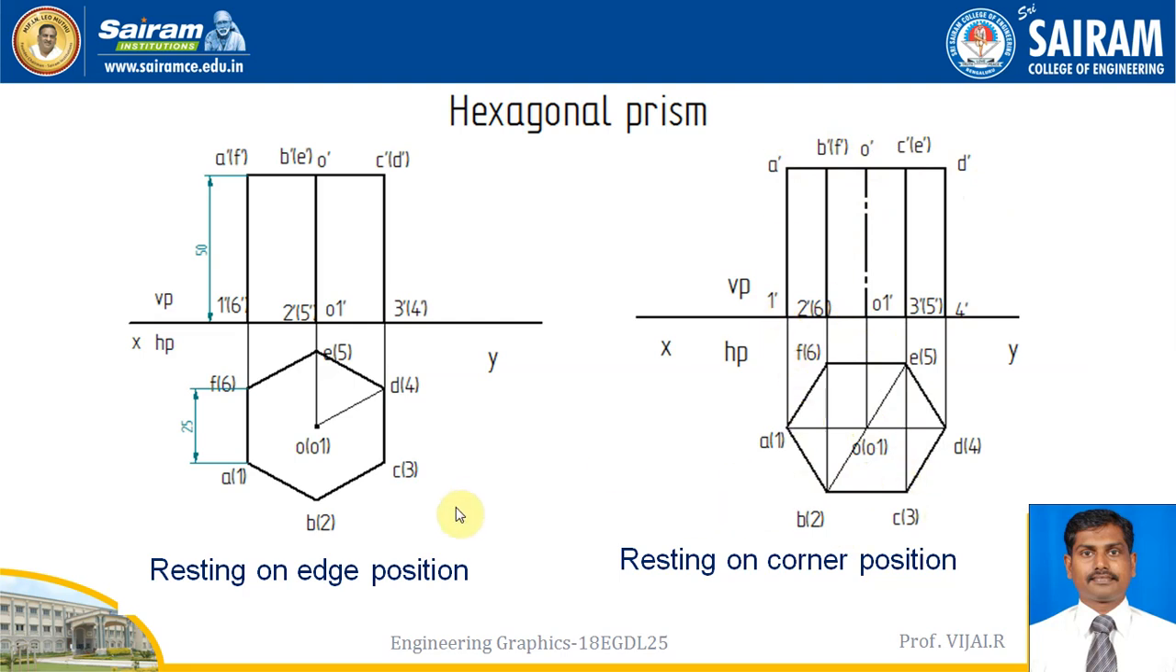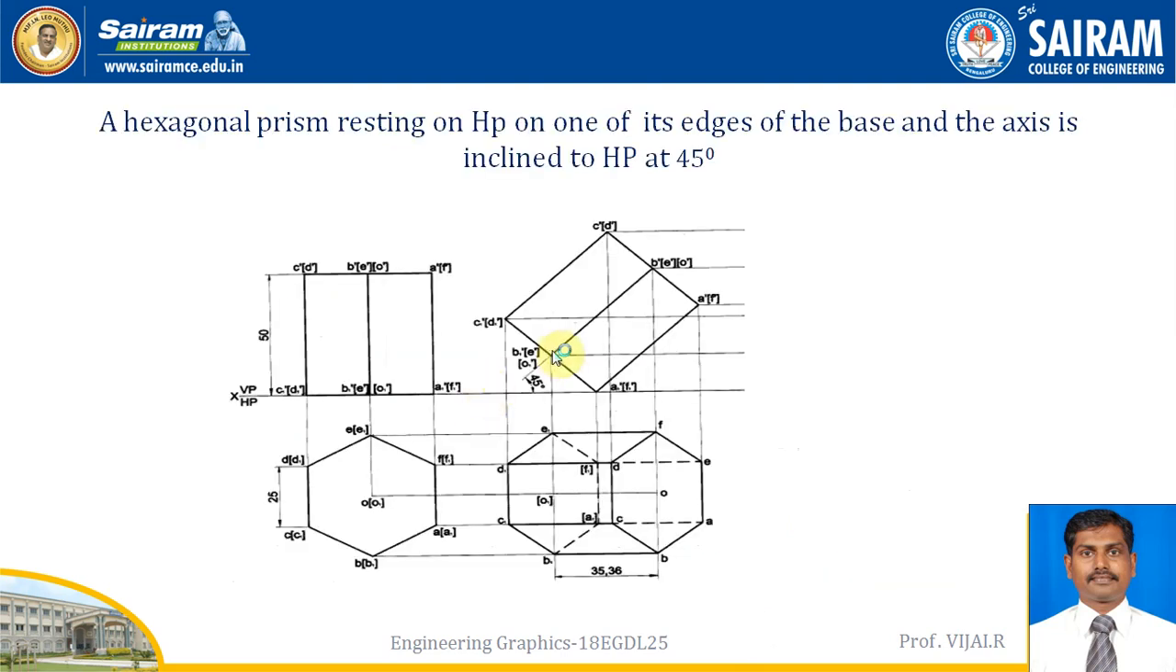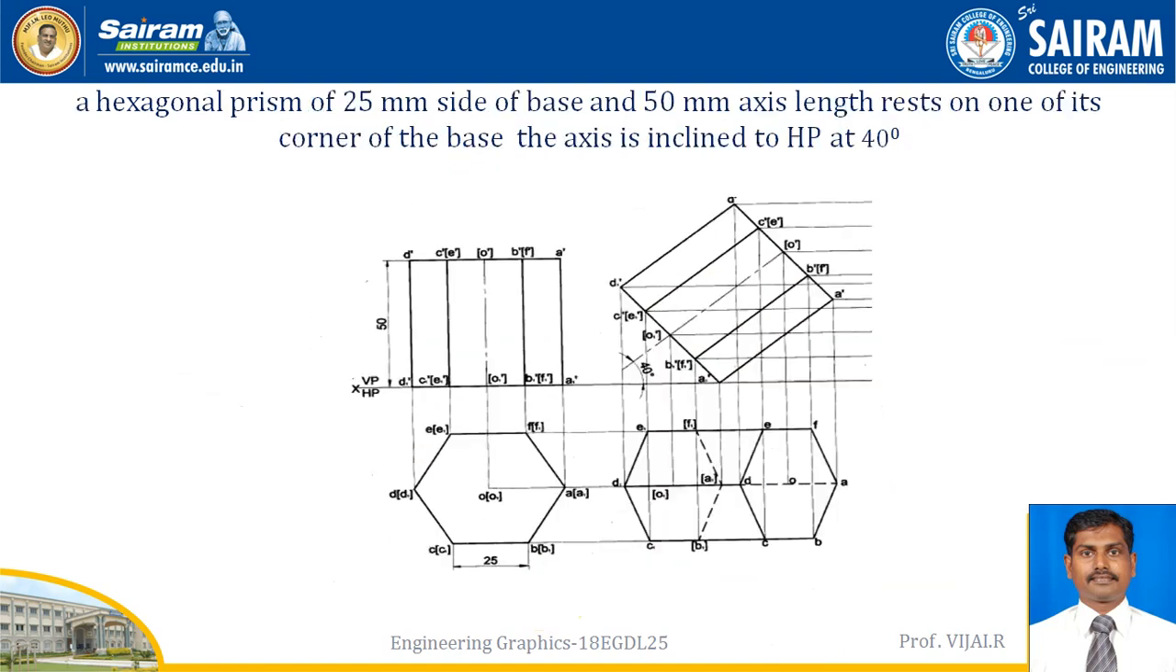Okay, corner position, resting position, edge position, corner position, the remaining is all the same, that is tilting the position to the inclination angle and getting the top view. The remaining three different types, or the similar ones, we are going to use for different prisms. So for a hexagonal prism resting on a corner, we will get the view like this, tilting to HP, you will get the top view, then it goes to the next view.